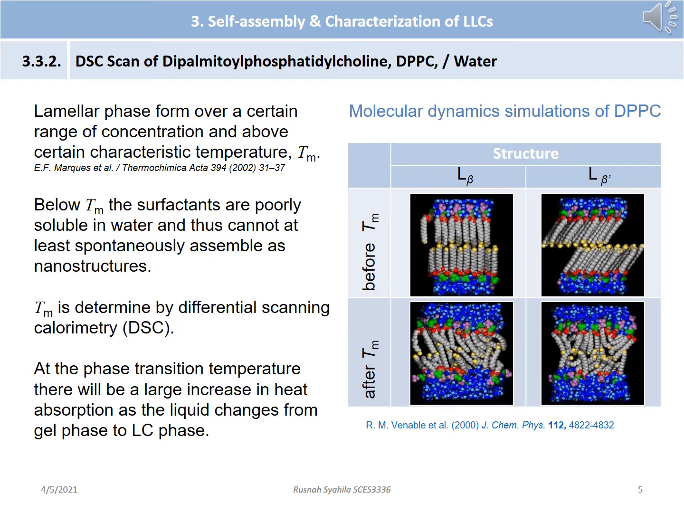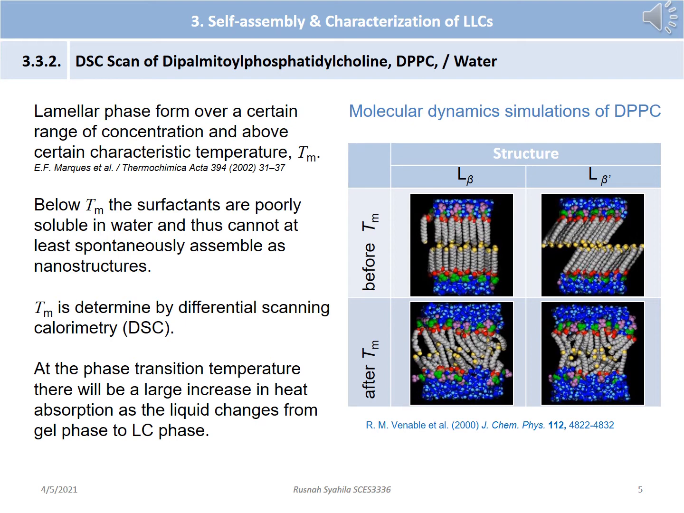Lamellar phase forms over a certain range of concentration and above a certain characteristic temperature, the gel to liquid crystalline temperature. Below the gel to liquid crystalline temperature, the surfactants are poorly soluble in water and thus cannot spontaneously assemble as nanostructures. At the phase transition temperature there will be a large increase in heat absorption as the lipid changes from gel phase to liquid crystalline phase.